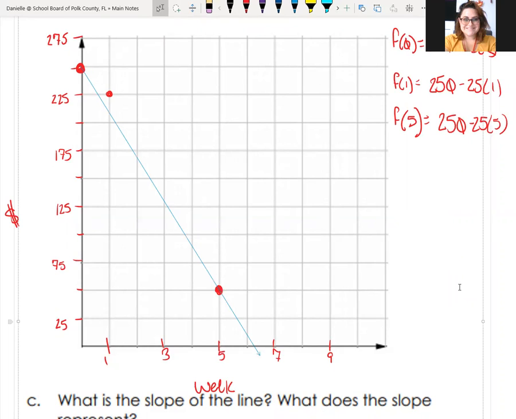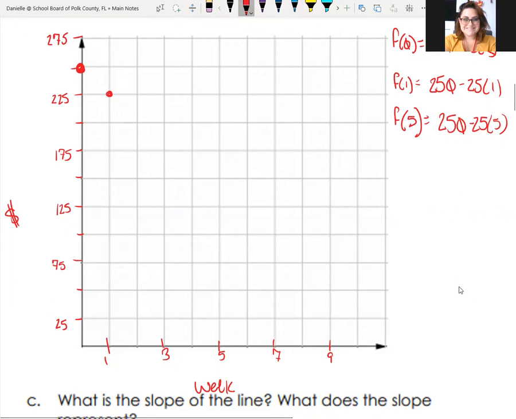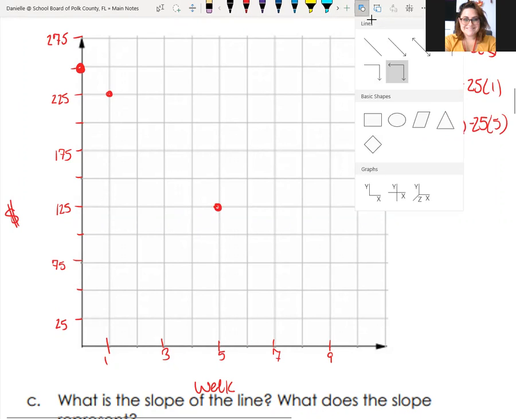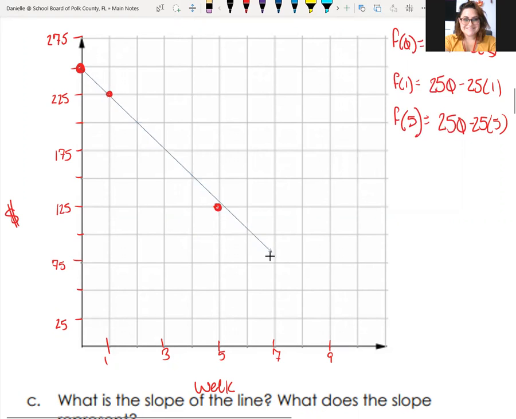Let's make sure I did week 5 right. 250 minus 25 times 5. That's why it's not 50. It's 125. I'm just really bad at math today. So at week 5, we should be here. My fault. So let's try this graph again. That's why we always like to use 3 points, because if they don't all line up relatively close, then it's obvious that we screwed something up.